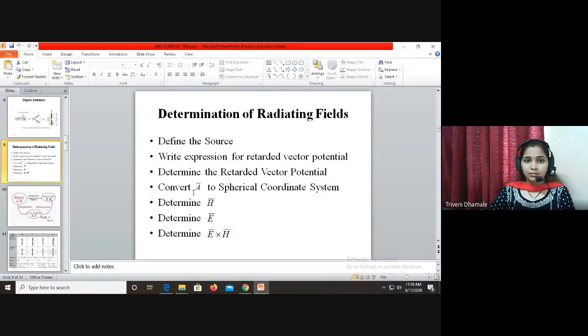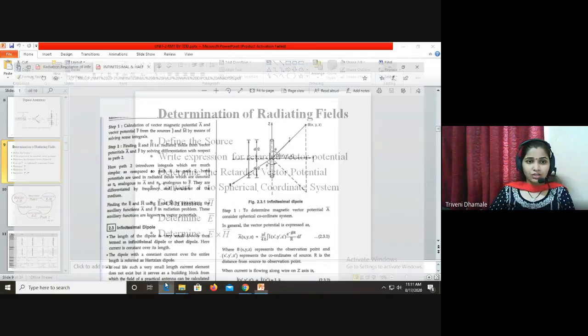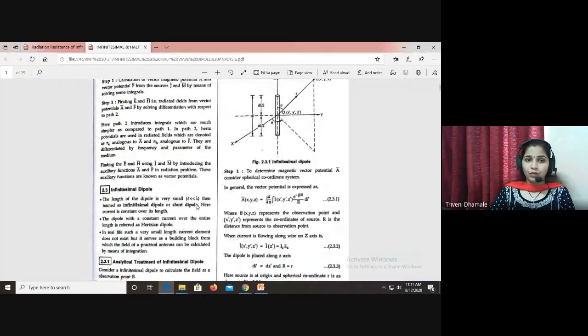Right, this is the analysis steps. Define the source, write the expression, find out the A bar, H bar, E bar, and then P bar. Okay, this is the analysis steps. Now students, whatever the derivations are there, suppose now we will start with infinitesimal dipole.